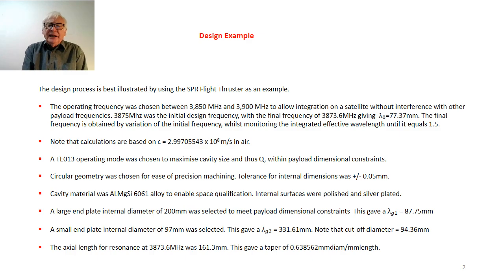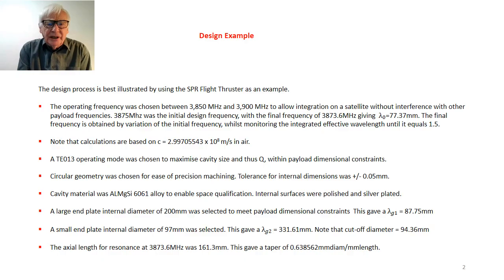and it gave a lambda G1 of 87.75 millimeters. So you can see that it's not as low as the lambda 0 of 77.37 millimeters, but we're trying to bring the wavelength down to as close to the free space wavelength as we can within the size constraints, essentially so that the design factor DF is maximized.